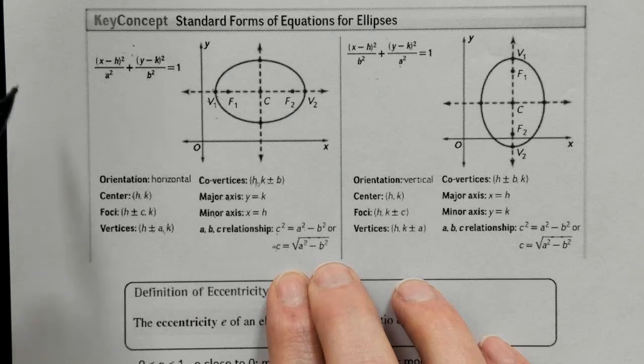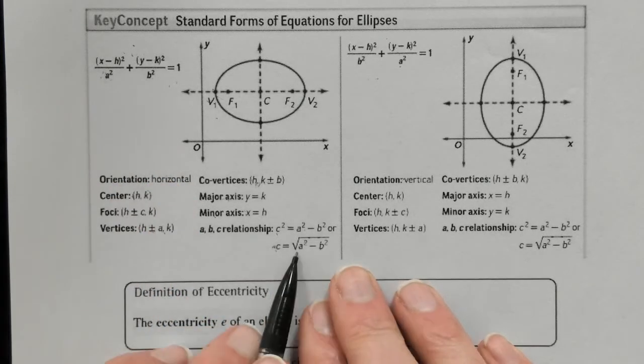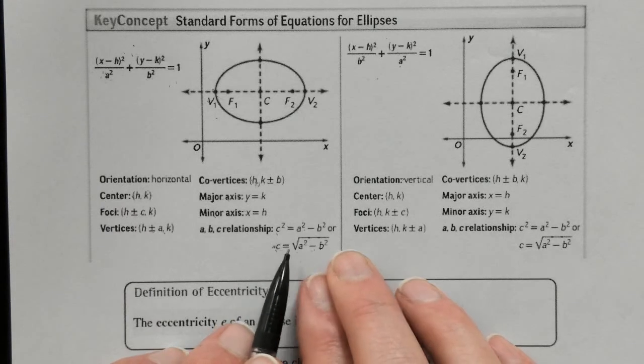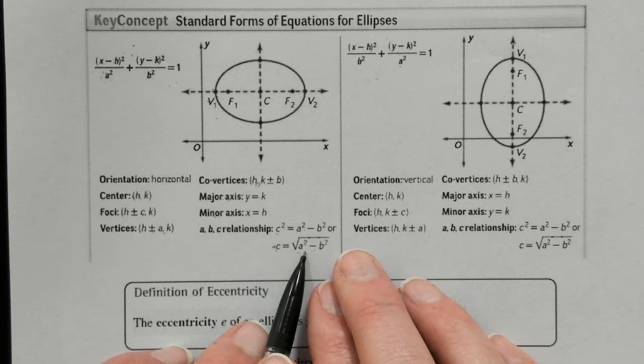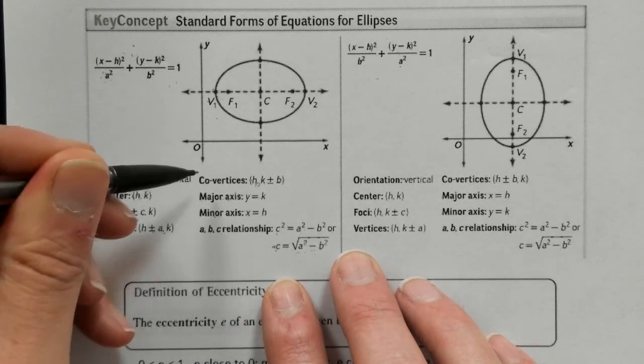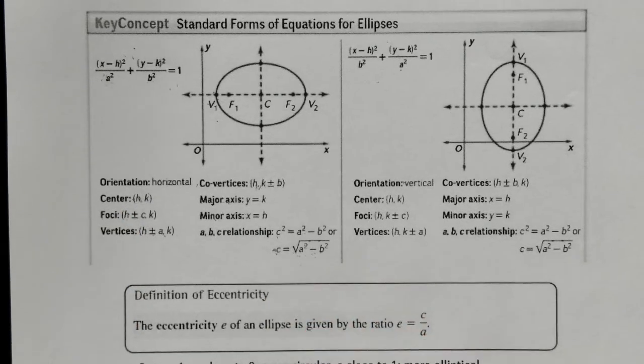Now, a and b we can get from the equation. Once you have the equation, you'll have the a and the b. And then we can use this to figure out the value of c. And once we know a, b, and c, we can get the foci, we can get the vertices, right? And we can get the co-vertices. Okay, so that's where those numbers come from for a, b, and c.